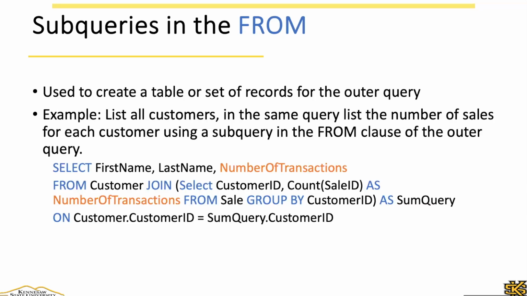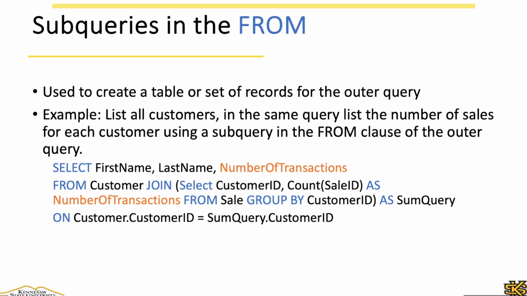Now let's take a look at the subqueries in the from clause. You know that the from clause defines the table that will be used in the query. Subqueries in the from clause are used to create a table or set of records for the outer query. An example is listing all customers along with the number of sales for each customer using a subquery in the from clause. So here is how it works.